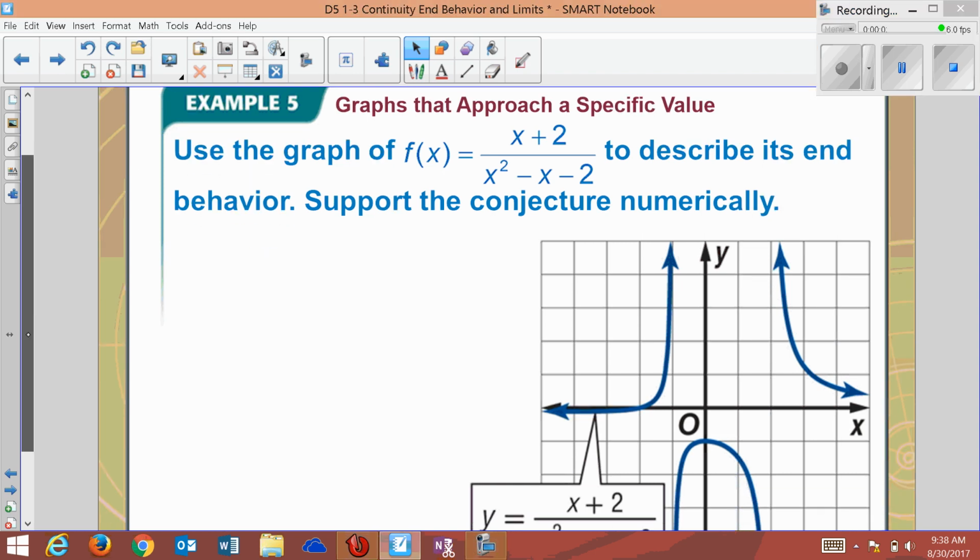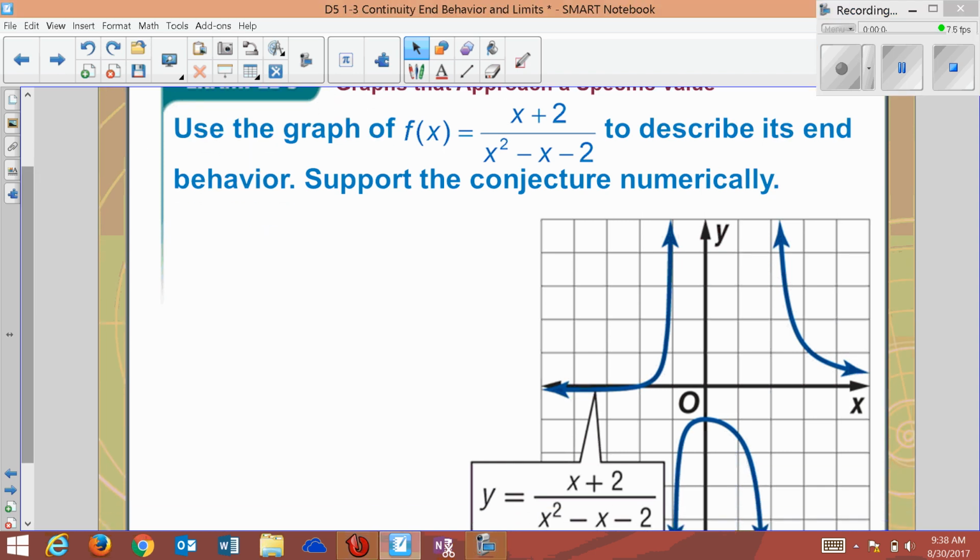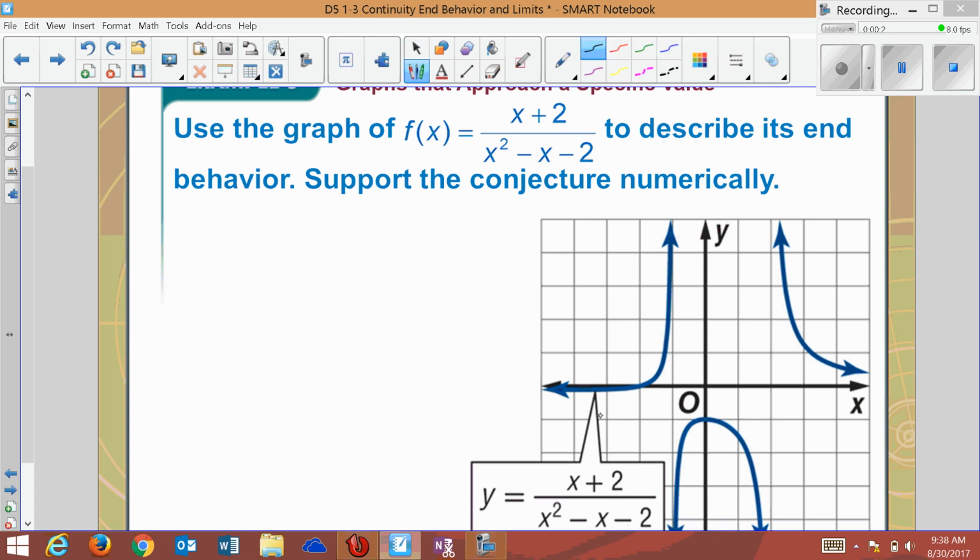All right, let's take a look at some other types of graphs when we do end behavior. It says use a graph of this equation to describe its end behavior and confirm your conjecture numerically. I didn't do that in the last problem. That's just where you plug in negative infinity for x if you want to go left, or positive infinity for x if you want to go right, just to see what it gives you. But I think it's easier just to look at images.